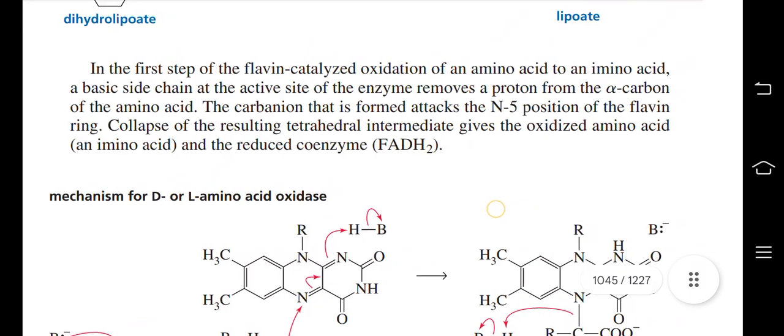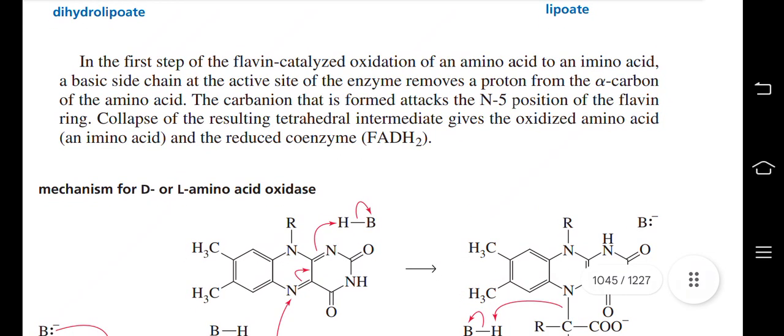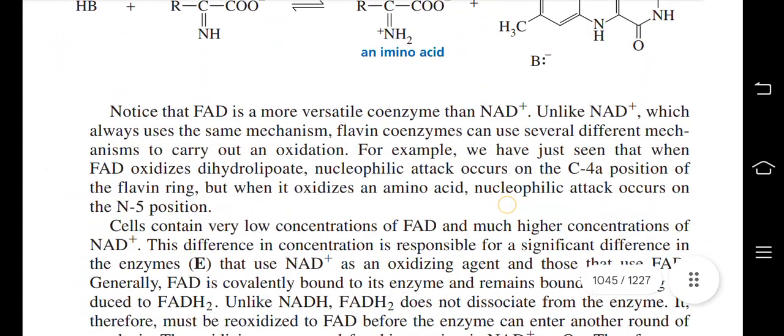In the first step of the flavin-catalyzed oxidation of an amino acid to an imino acid, a basic side chain at the active site of the enzyme removes a proton from the alpha carbon of the amino acid. The carbanion that is formed attacks the N5 position of the flavin ring. Collapse of the resulting tetrahedral intermediate gives the oxidized amino acid and the reduced coenzyme FADH2.